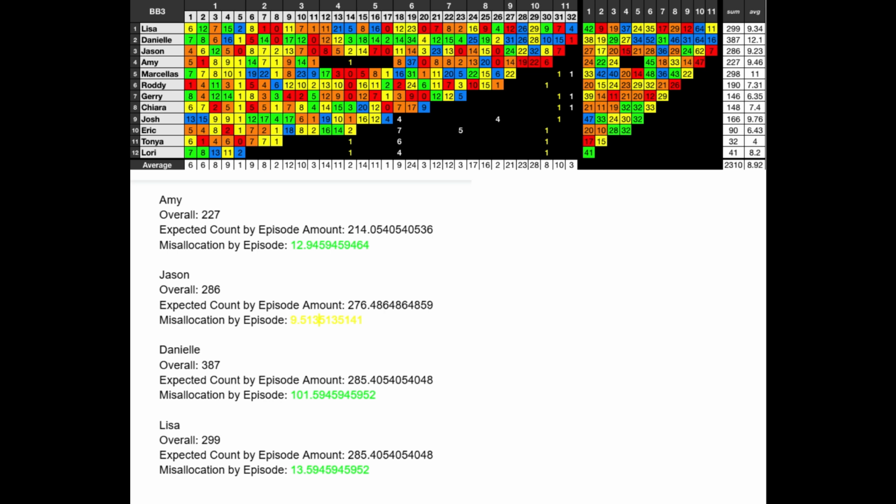Lisa has an overall diary room count of 299, and the expected count for her by episode amount is 285, meaning that her misallocation by episode is only 13.59. So she is a bit over that balanced median, but overall she has a good balanced distribution count.